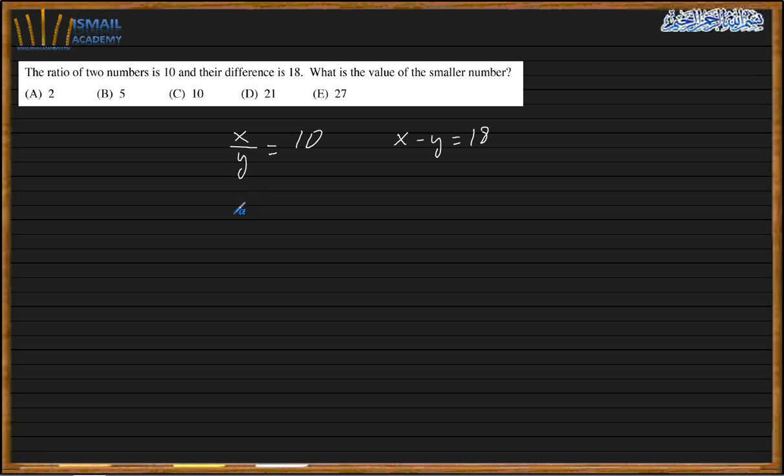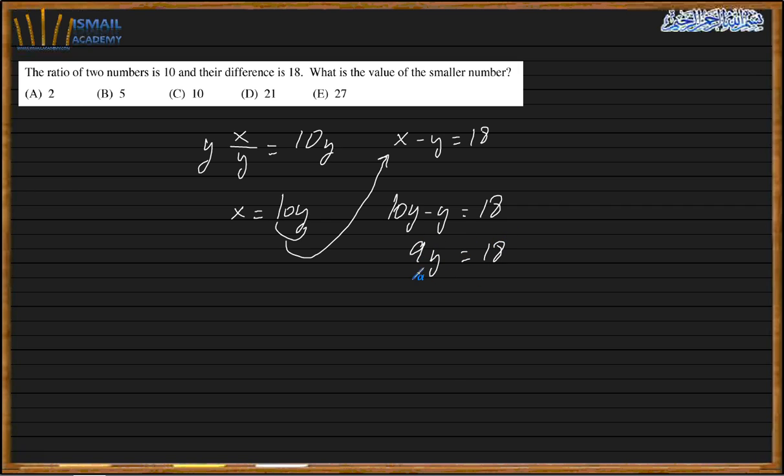Now, if I solve for x in terms of y, it's going to be 10y, by multiplying both sides by y. What I do next, I substitute x by its new value, which is 10y. So it's going to be 10y minus y equals 18. Then I combine like terms, 9y equals 18, divided by 9. So y will be 2. And we know that 2 is the smallest. Why? Because x is 10 times 2, which is 20. So the answer is 2.